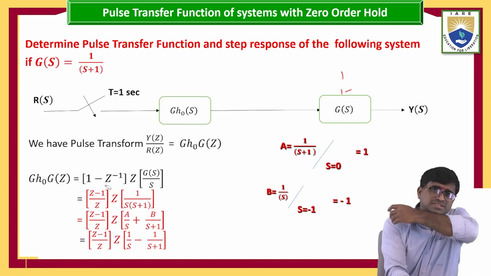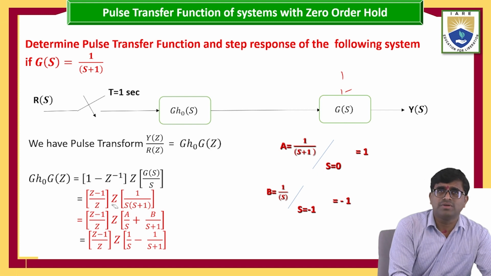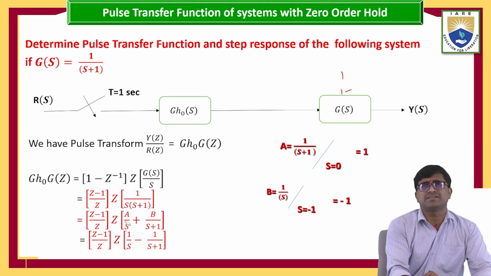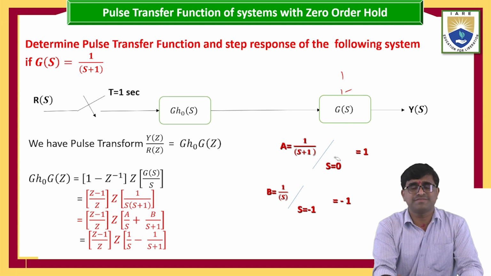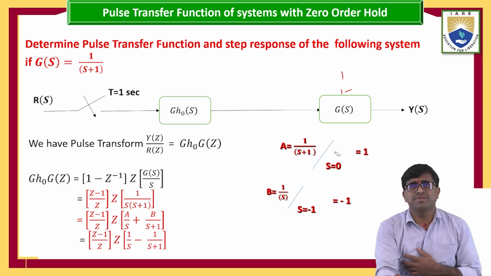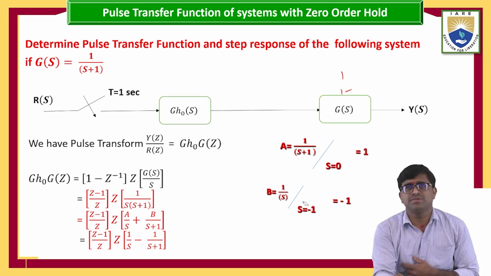So 1 minus z inverse is nothing but (z minus 1) by z, times z of... what is G(s)? G(s) is nothing but 1 by s into (s plus 1). Take partial fractions here. I already explained this partial fraction method. So A is coming to 1 and B is coming to minus 1.